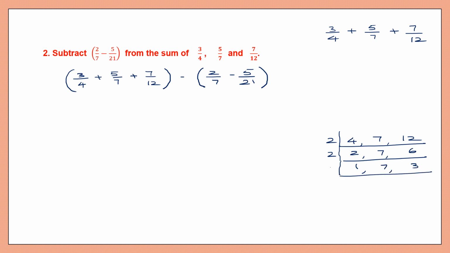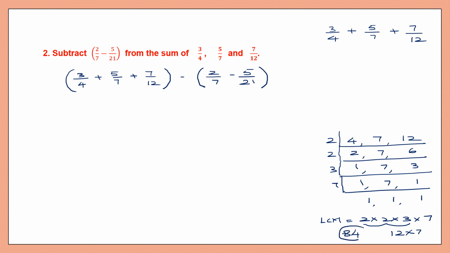Now we can use 3. 1, 7 and 3 1s are 3. Now continue with 7. 1, 1 and 1. Okay. So what is our LCM? Our LCM will be 2 into 2 into 3 into 7. 2 2s are 4, 4 3s are 12 and 12 into 7. 12 7s are 84. So our LCM is 84. So let's use 84 as a common denominator here and work out our addition sum.